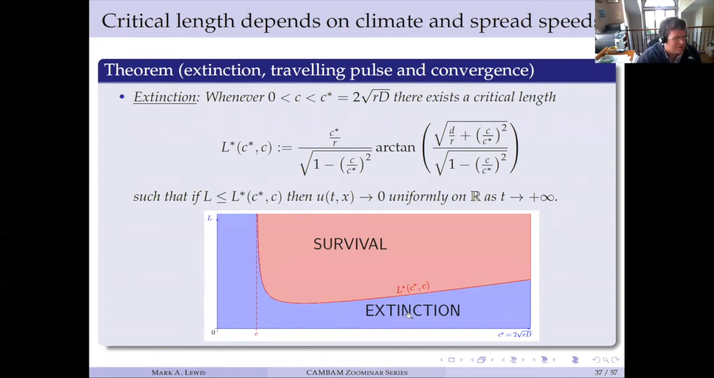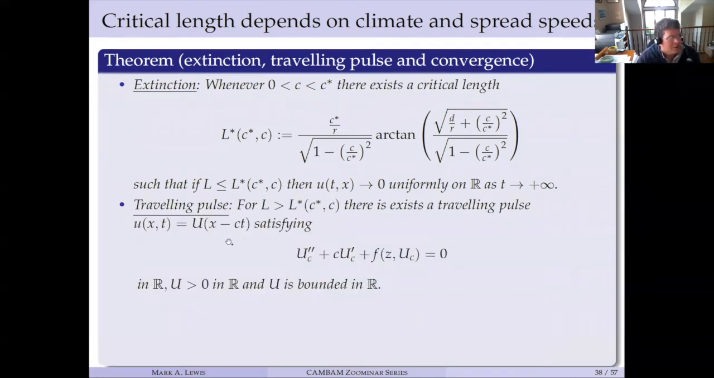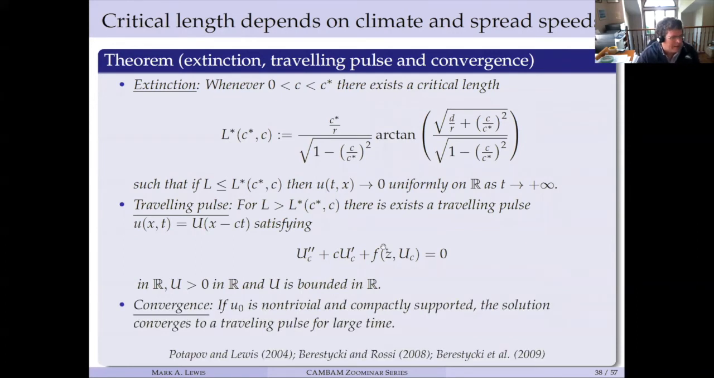You might ask, what happens if you're above that critical length? Well, when L exceeds the critical length, there exists a traveling pulse solution that moves at the rate of climate change, and the population just follows this traveling pulse solution. Reasonable initial data will converge to this pulse for large time. This is work I started with a postdoc or research associate, Alex Potapov, in 2000, and then Vasilyeva, Rossi and some other researchers, Odo Diekmann, looked at this, made the mathematical results much better and extended the work.